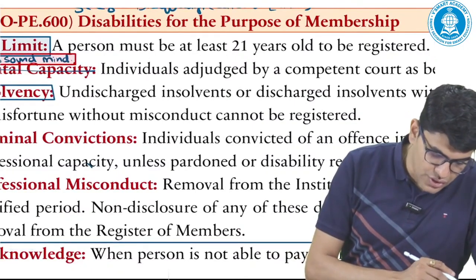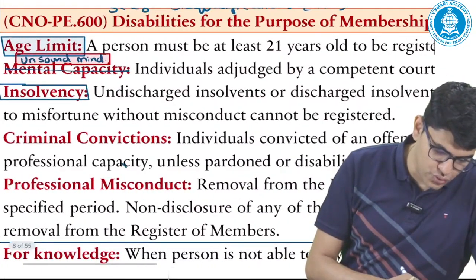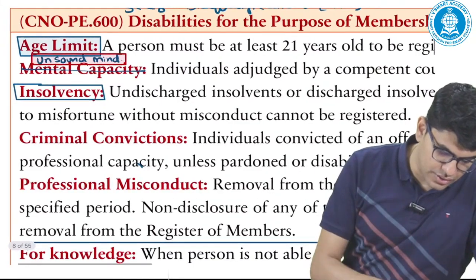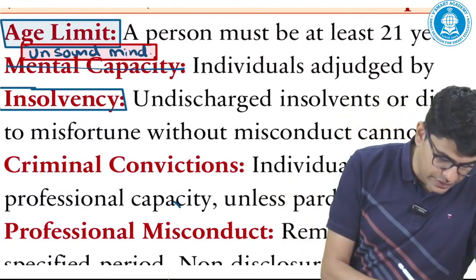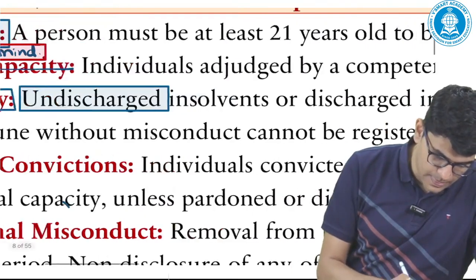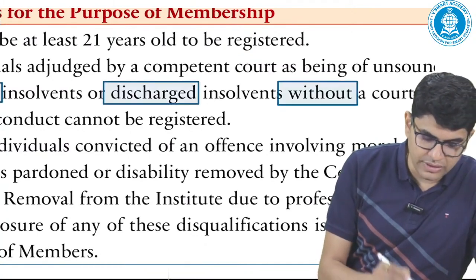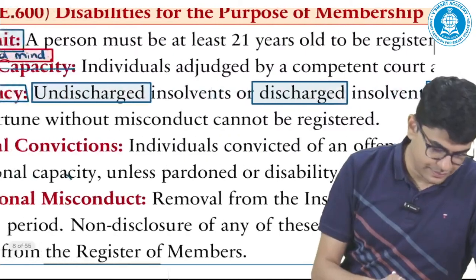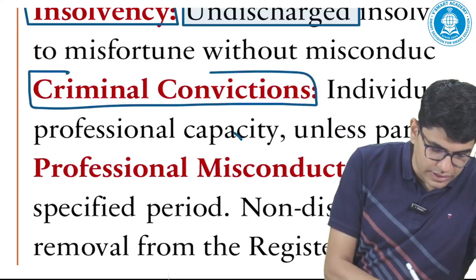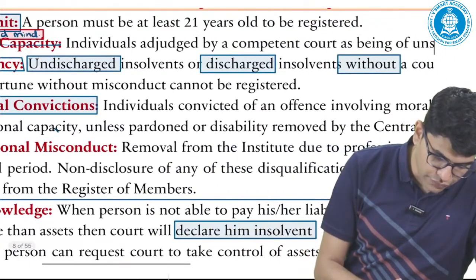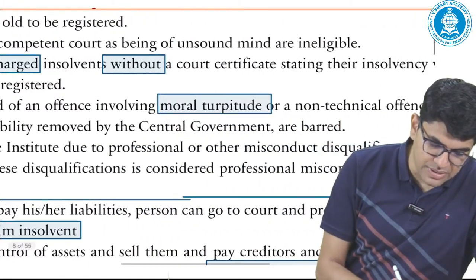Undischarged insolvents, or discharged insolvents without a court certificate stating their insolvency was due to misfortune without misconduct, cannot be registered. So those who are in court right now, undischarged, are disqualified. Those who are discharged without having that certificate, again, are disqualified. Then, if chartered accountants are convicted for criminal things involving moral turpitude, something against the moral principles of society.